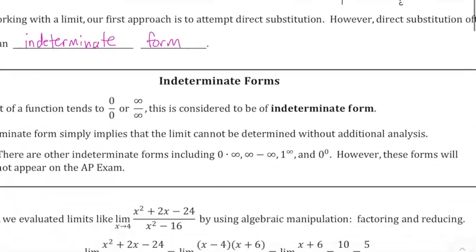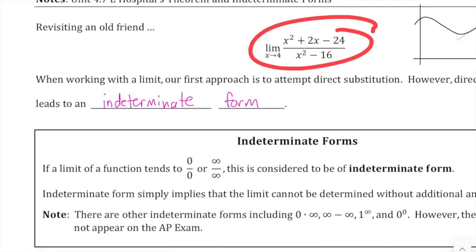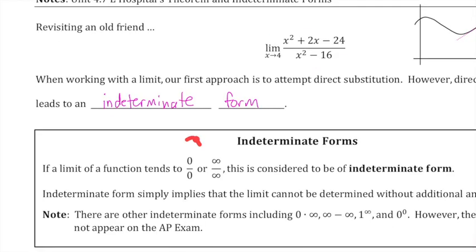Sometimes when you do direct substitution, you get an indeterminate form, and indeterminate forms are anything that's 0 over 0 or infinity over infinity. Indeterminate forms means that the limit cannot be determined without additional support or analysis, hence the name indeterminate form. There are other indeterminate forms besides these two. There's these ones here, but they won't appear in AP Calculus, so you don't have to worry about those.